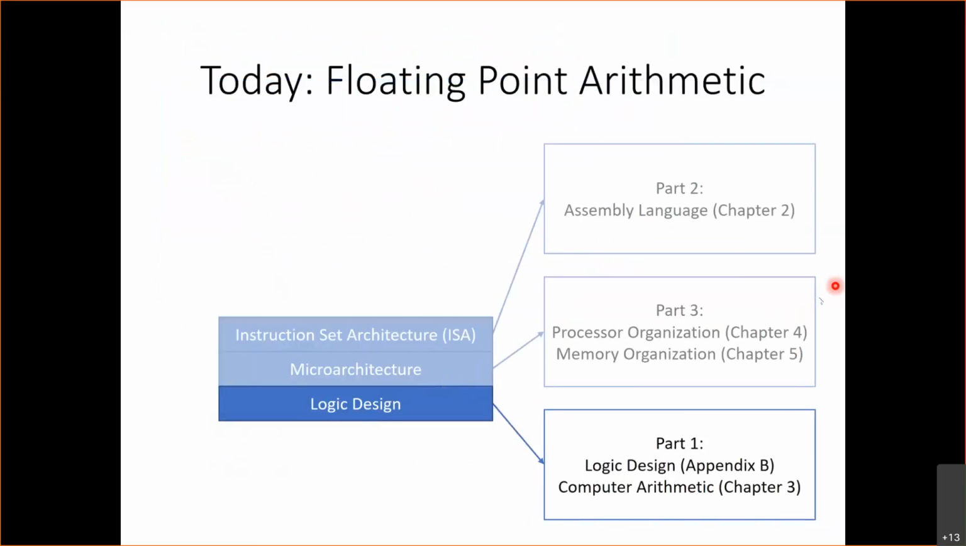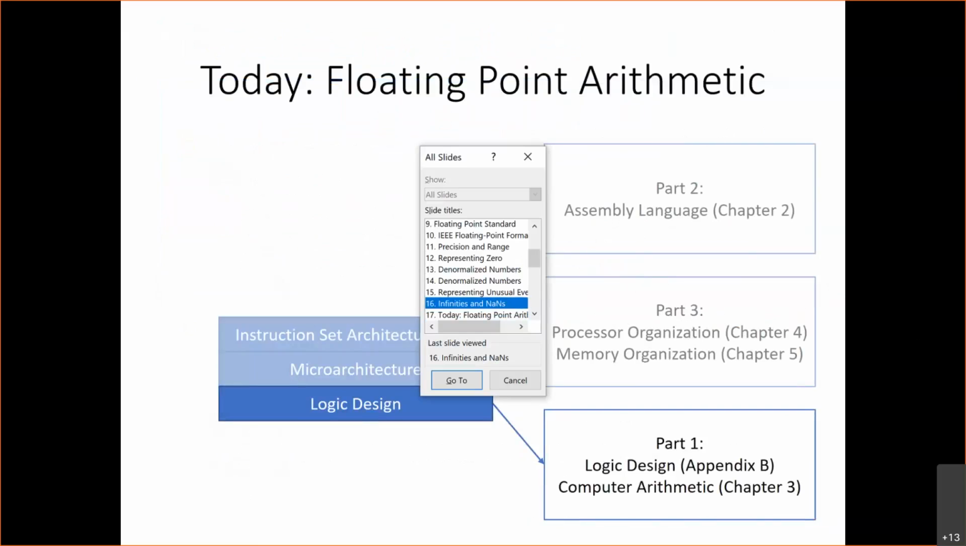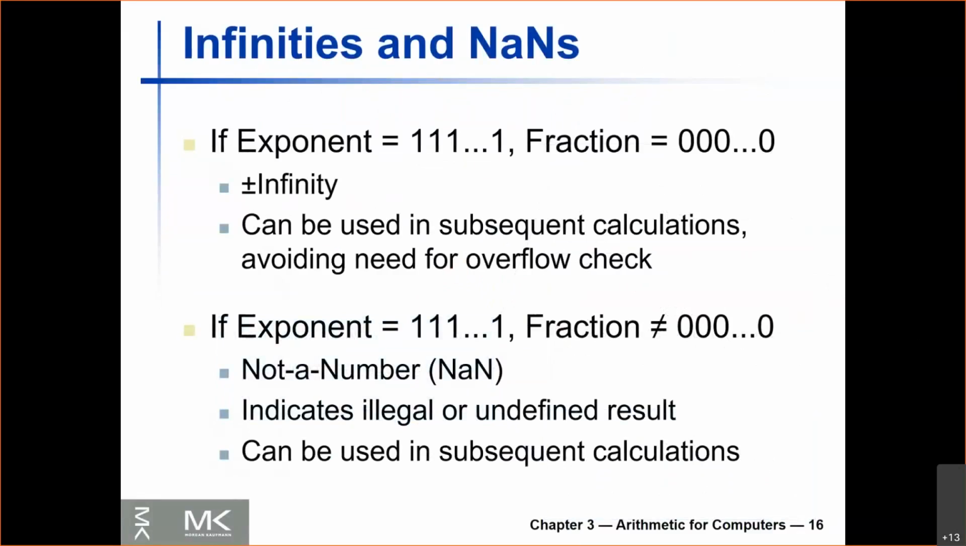Someone's asking, what if we have infinity with a fraction part? You can't have that. Let me go back. If the exponent is all ones, the fraction has to be all zeros for this to be interpreted as infinity. If the fraction is not all zeros, then this will be a NaN. So you can't have infinity with a non-zero fraction.